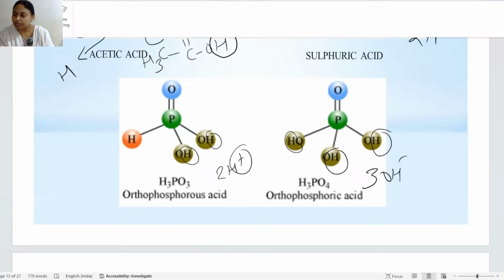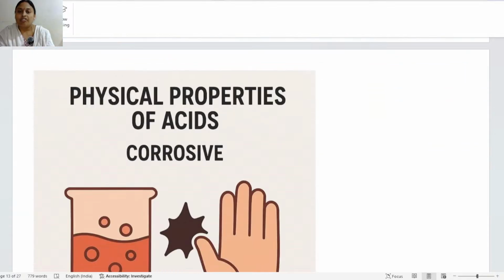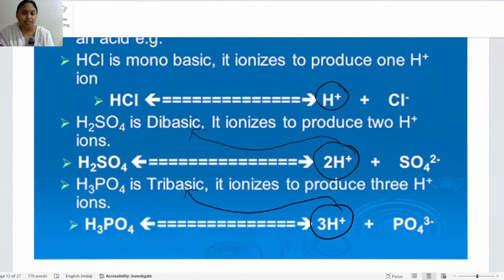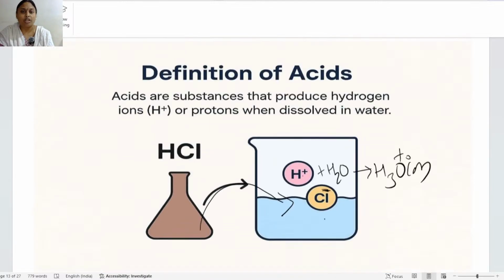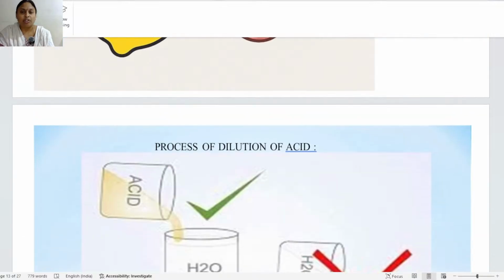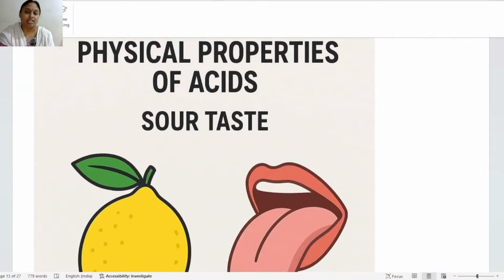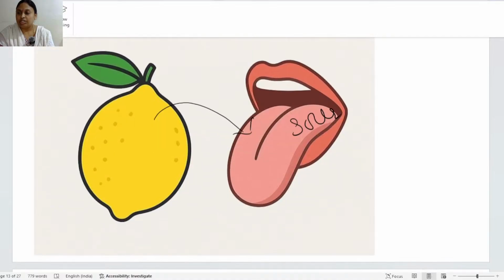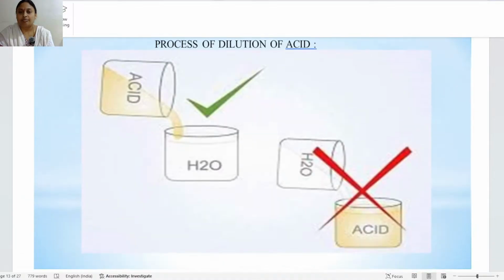So now, physical properties of acids. First of all, if we taste a lemon, what flavor do we get? If we taste this lemon, we get a sour taste. So generally, the physical properties of acids mean they give a sour taste.